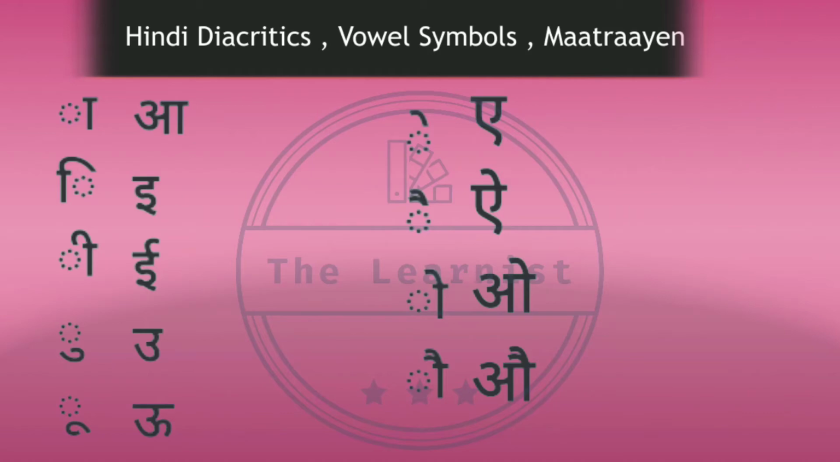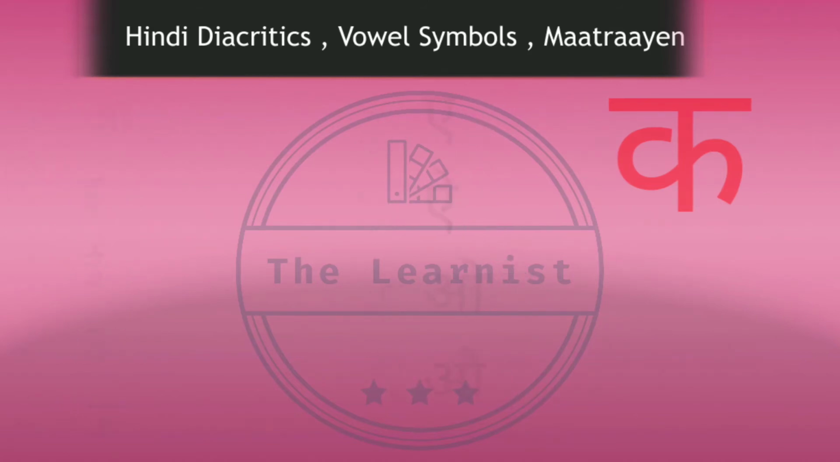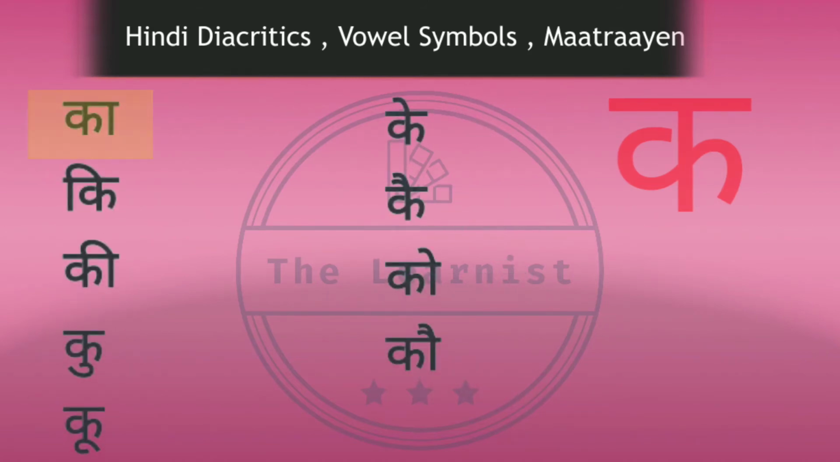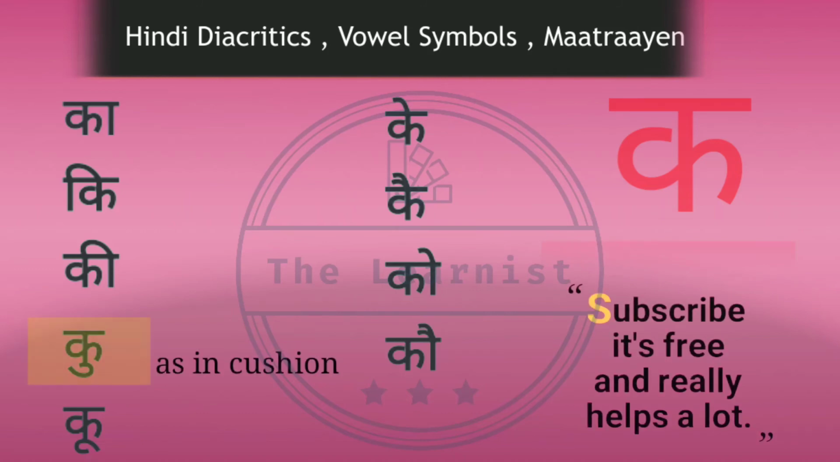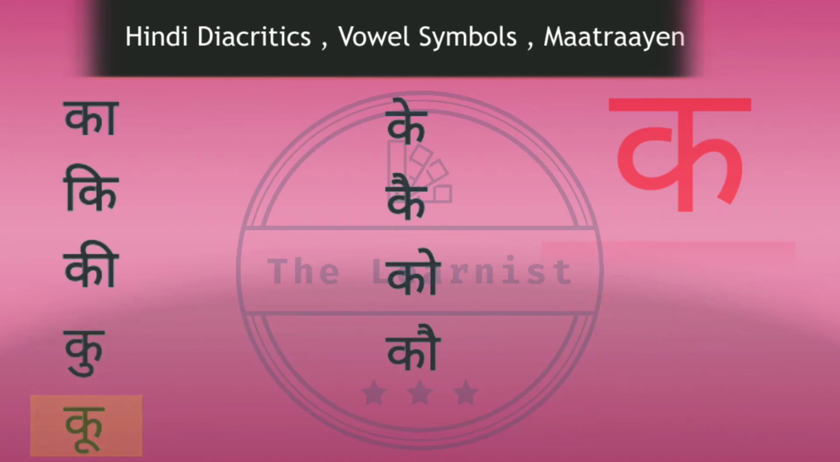For example, this is the first consonant of Hindi language, and if we add these different diacritic marks to this one lonely consonant, then it will have different syllables. For example, here it will be read as ka, as in car, with a long a sound. Here it will be read as ki, as in kin. Here it will be read as ki, as in keen. Here it will be read as ku, as in cushion. Here it will be read as ku, as in cool.